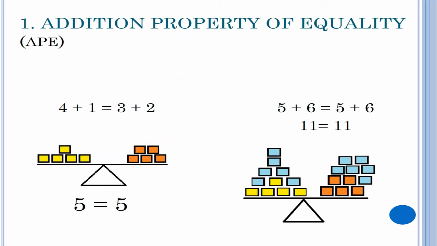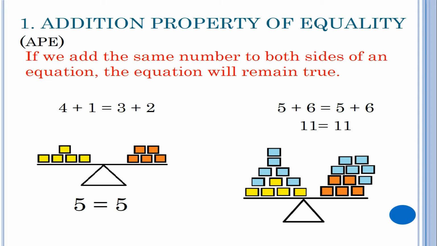That is an example of the addition property of equality, or the APE. If we add the same number to both sides of an equation, the equation will remain true. If A is equal to B, then A plus C is also equal to B plus C. In our example, we have 4 plus 1 equals 3 plus 2, which gives us 5 equals 5. Adding 6 more boxes on the left side and adding 6 more boxes on the right side, we have 11 boxes on both sides of the equation.